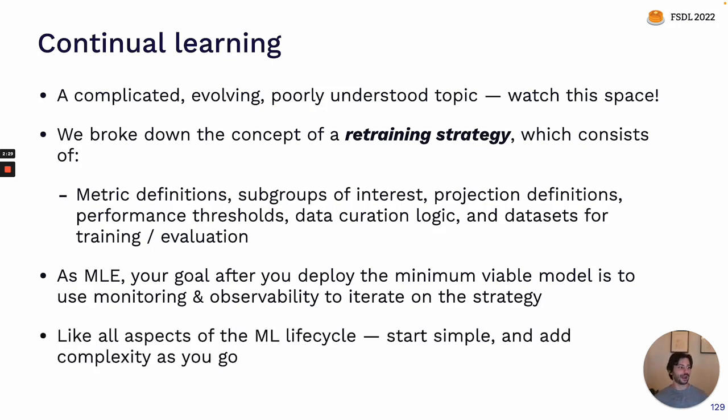Lastly, just like every other aspect of the ML lifecycle that we talk about in this course, our main recommendation here is to start simple and add complexity later. In the context of continual learning, what that means is it's okay to retrain your models manually to start. As you get more advanced, you might want to automate retraining, and you also might want to think more intelligently about how you sample data to make sure that you're getting the data that is most useful for improving your model going forward.